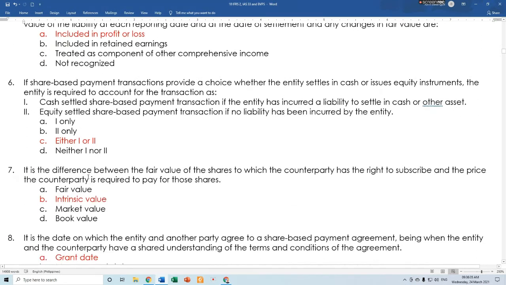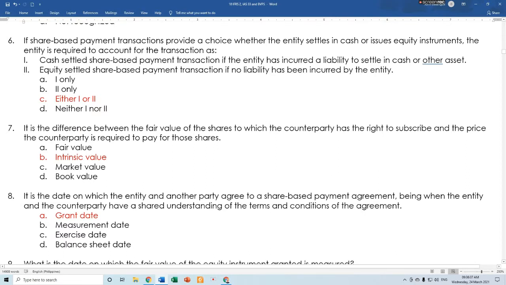Okay? 6. If share-based payment transactions provide a choice whether the entity settles in cash or issues equity instruments, the entity is required to account for the transaction as first statement, cash settled share-based payment transaction if the entity has incurred a liability to settle in cash or other assets. Or second statement, equity settled share-based payment transaction if no liability has been incurred by the entity. The answer is letter C, either 1 or 2.